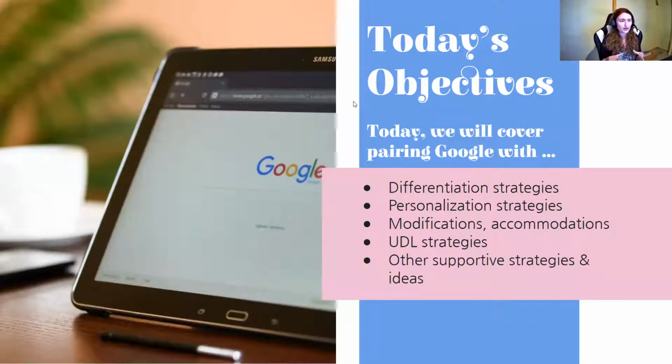Okay, so what I'm planning to talk about today is a couple of different strategies and frameworks for how to support your students in an online space. I'll touch on different differentiation strategies, personalized learning strategies, modifications and accommodations, the universal design for learning framework, and just in general, other supportive strategies when working with students in an online space. My whole goal for the presentation is more to focus on the strategies that could support all learners, as opposed to just saying these are specifically for students who might have an IEP or a 504 plan.